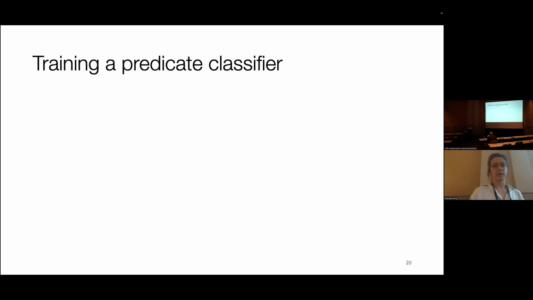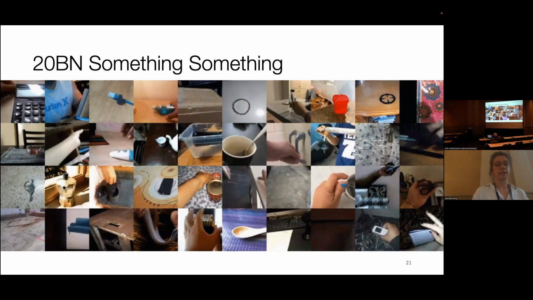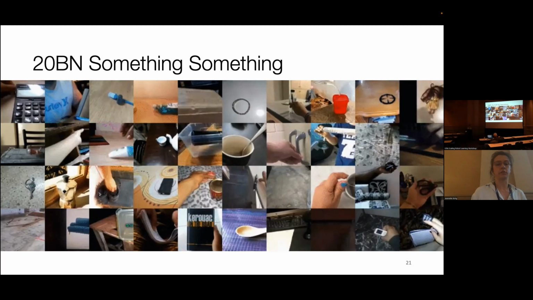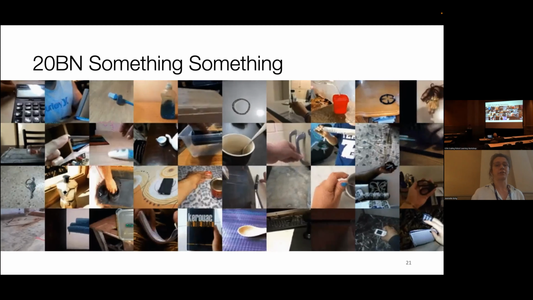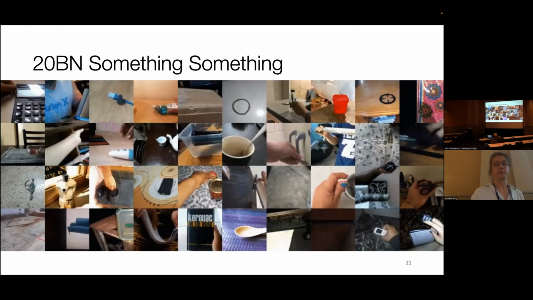Okay, so how do we now do this whole thing of training predicate classifiers? Basically, first we acquire a data set of actions. As a proof of concept, we use the 20 billion something data set, a large-scale data set of 200,000 videos of humans performing 174 common manipulation actions that we would love our robot to be able to do as well with all of these different objects.